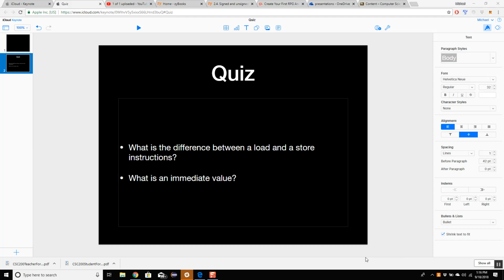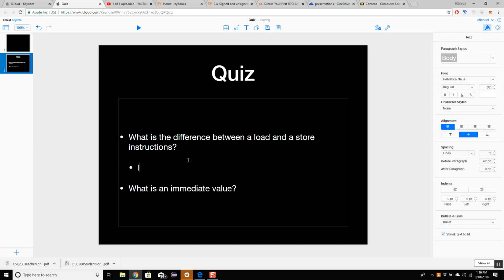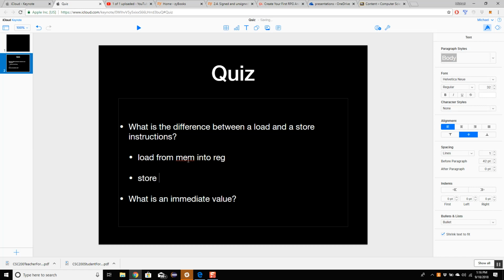Okay, so what's the difference between load and store? What's that one? Go ahead. Load loads from memory onto a register. Store pulls from the register and stores it into memory. Okay, so we load from mem into register, and we store from register into mem, right?